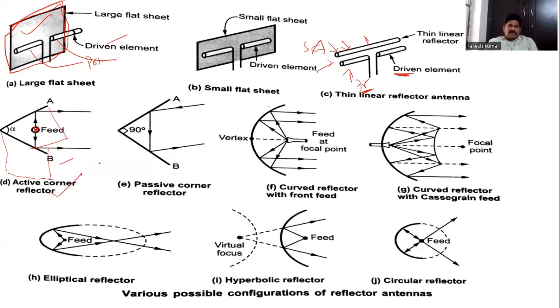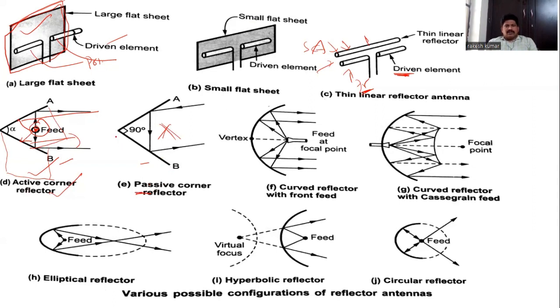What is the difference between this antenna and this antenna? Here there is a primary antenna, and here there is no primary antenna. The primary antenna radiates on the reflector, and the signals get reflected back. The one which has a primary antenna is called an active corner reflector. The one which doesn't have any primary antenna to excite it is called passive.